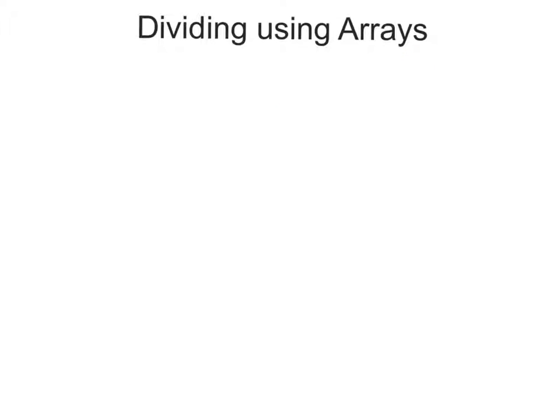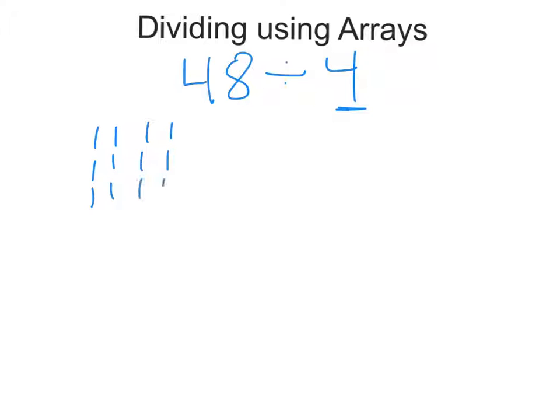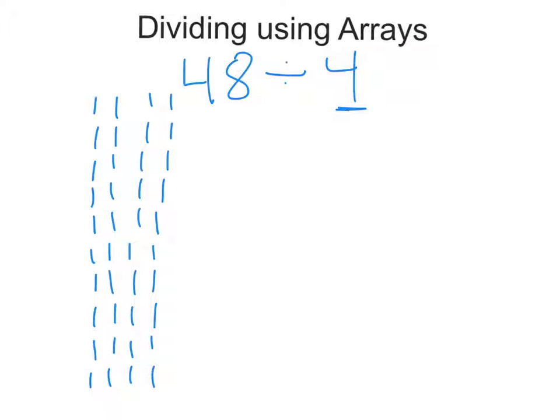Let's do one more example. 48 divided by 4. Okay, so I'm going to make groups of 4 until I get to 48. 1, 2, 3, up to 48. Oh, that's a big array.